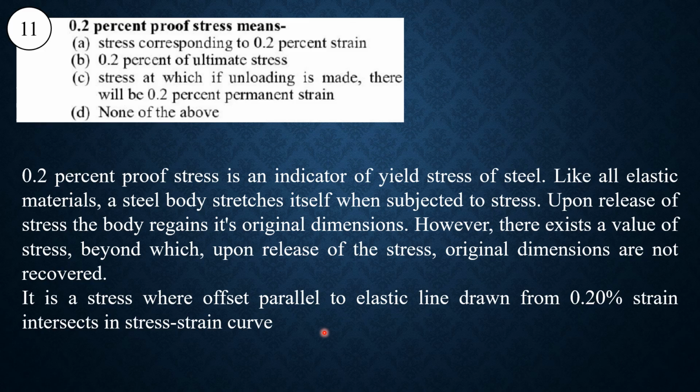dimensions are not recovered. Okay, and that stress in the body is nothing but a stress at which if unloading is made, there will be a 0.2% permanent strain. Okay, so 0.2% of permanent strain is always there in the body. So 0.2% proof stress means stress at which if unloading is made, there will be a 0.2% permanent strain. Option C is correct.